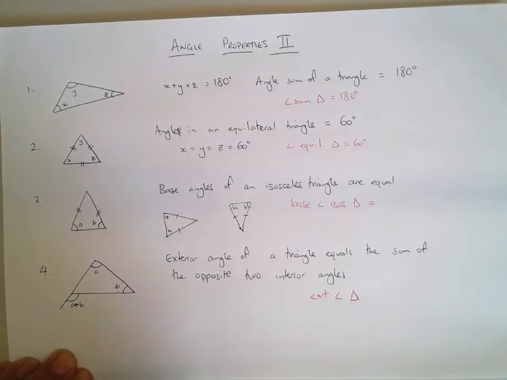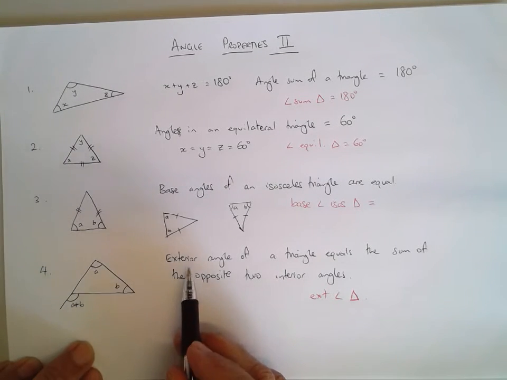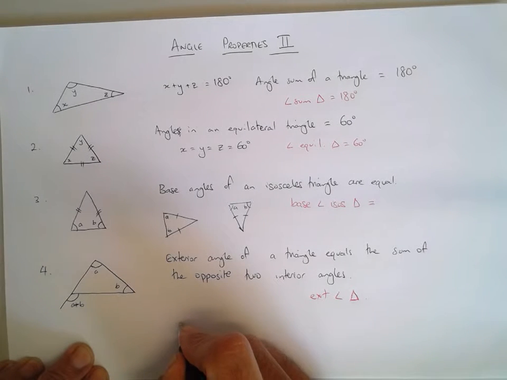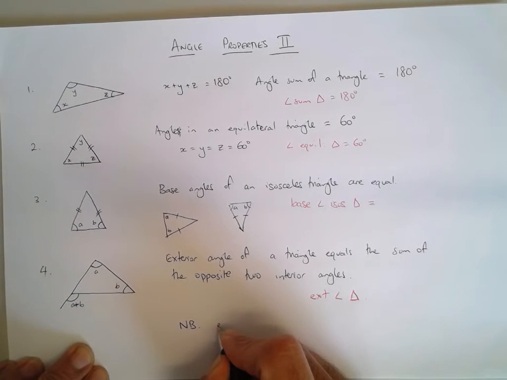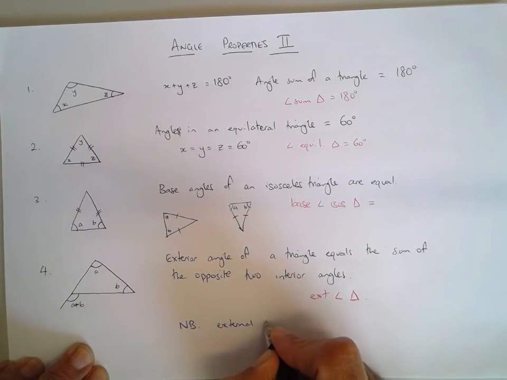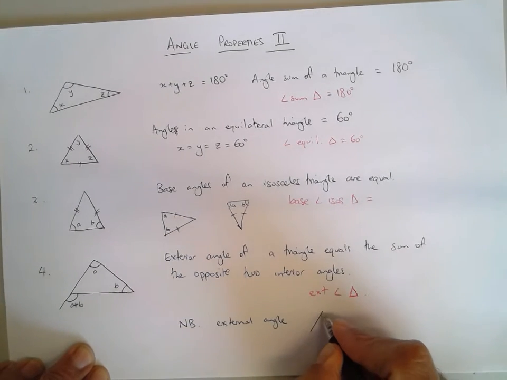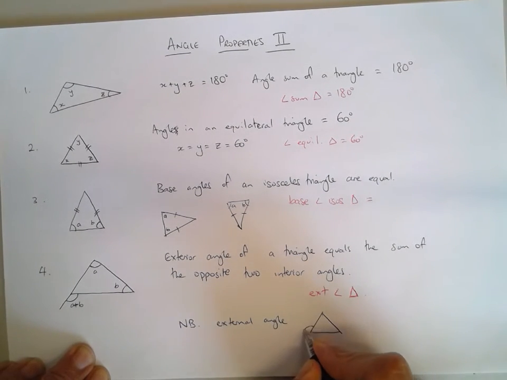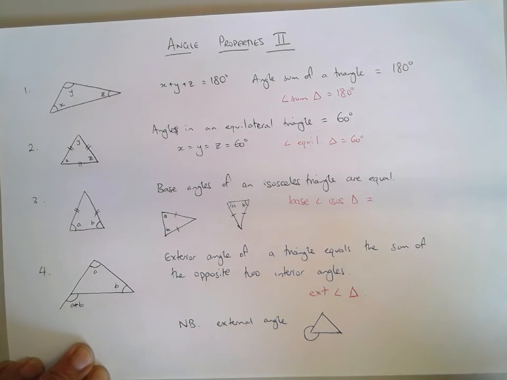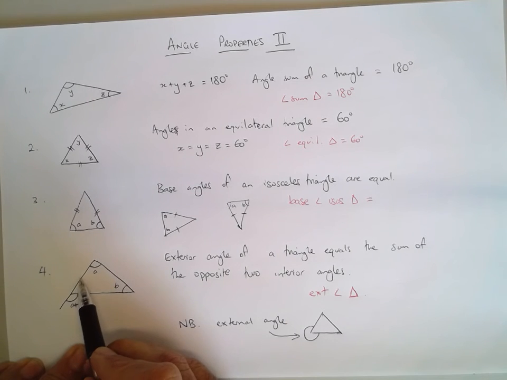It's also important to note that by an exterior angle, we don't mean the external angle. So my triangle, all of this would be my external angle. The exterior angle is projecting one side straight.